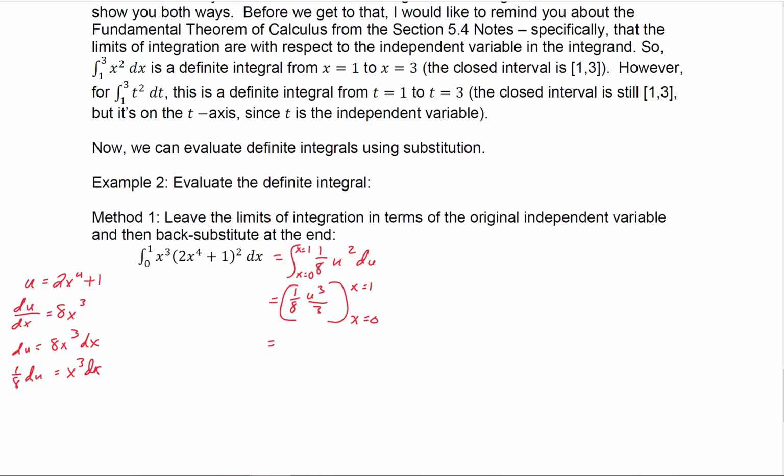Solving it is the exact same as solving an indefinite integral. Back substitute, so this becomes 1/24, the 1/8 times the 1/3, so 1/24 u to the third, evaluated from x equaling 0 to x equaling 1, which then back substituting is 1/24, where u was 2x to the fourth plus 1, so 1/24 times 2x to the fourth plus 1, all to the third power, all evaluated from x equaling 0 to x equaling 1.